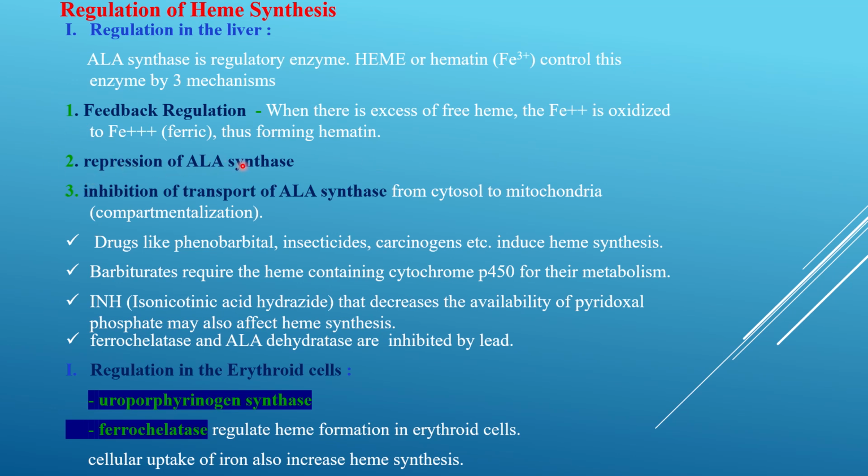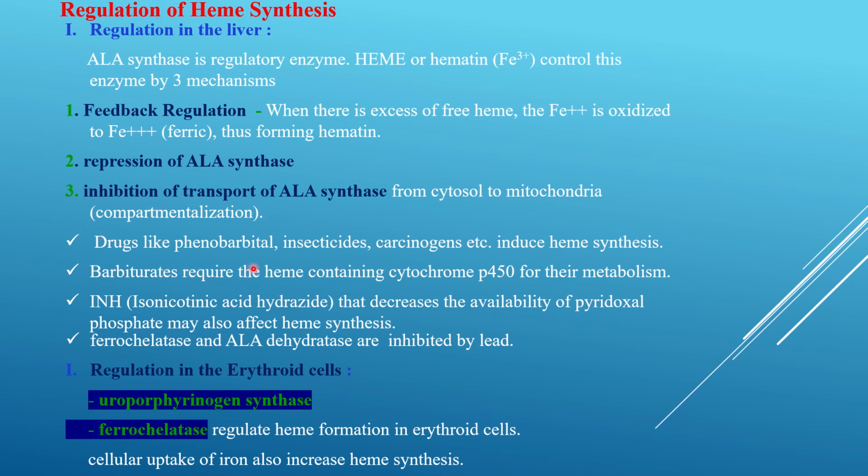Next is repression of ALA synthase. This is the second way to suppress the synthesis of ALA synthase if the heme is in excess. Third is inhibition of transport of ALA synthase. Because the second step is cytosolic, transportation of ALA synthase has to happen. So this step is being checked, and the transport of ALA synthase from cytosol to mitochondria is also inhibited. That is known as regulation through compartmentalization.